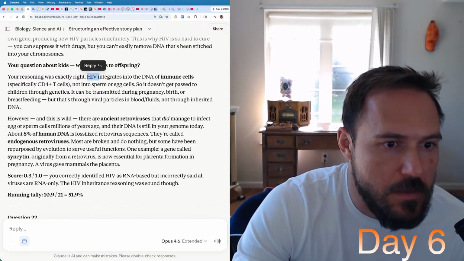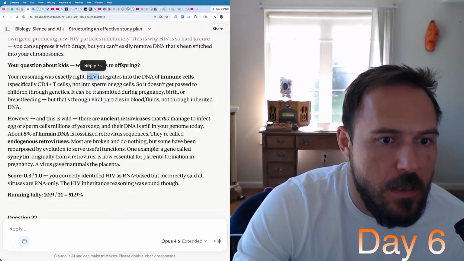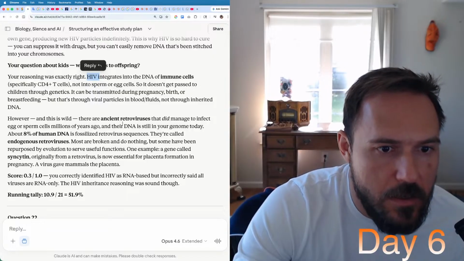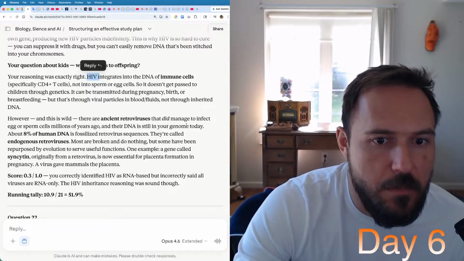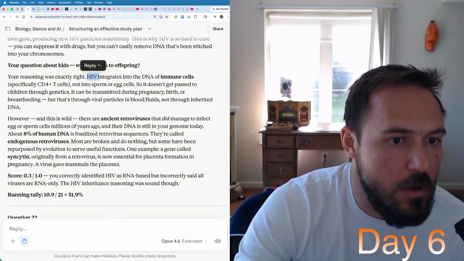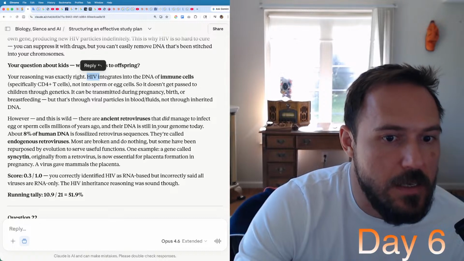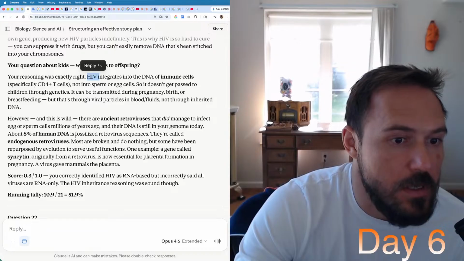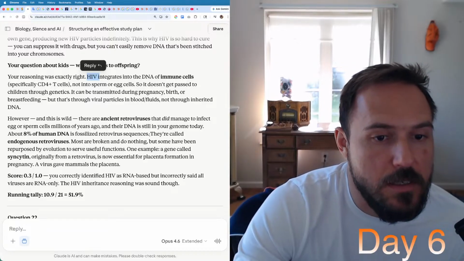However, there were ancient retroviruses that did manage to infect egg or sperm cells millions of years ago, and their DNA is still in your genome today. About 8% of human DNA is fossilized retrovirus sequence.